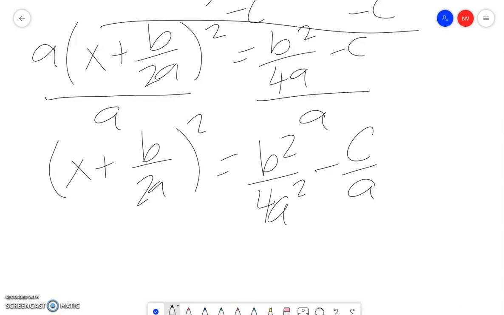Now, in order to combine everything that is on the right side here, we need a common denominator. So we're going to need to multiply the c over a by another 4a.